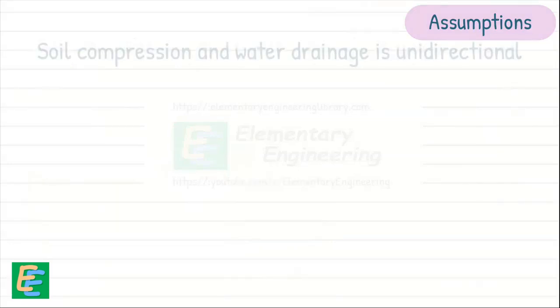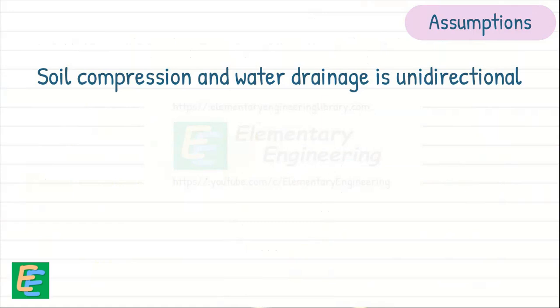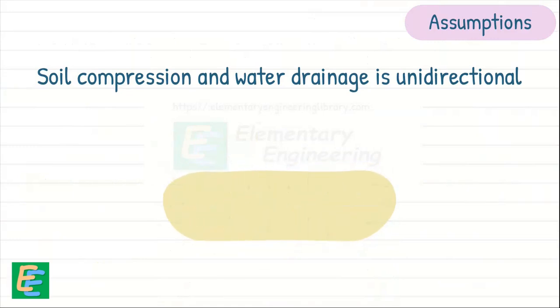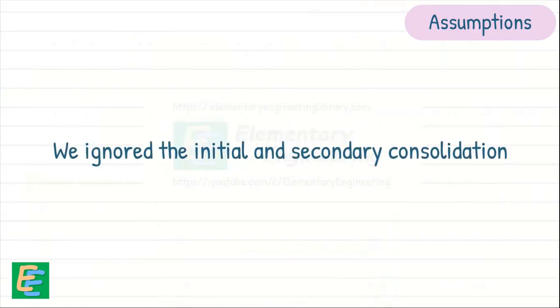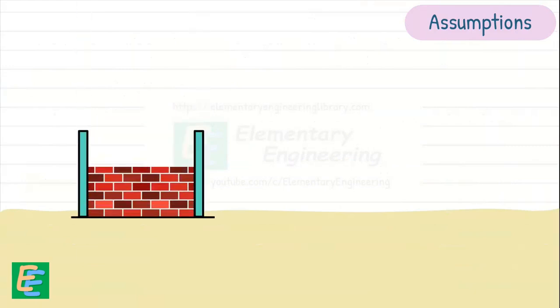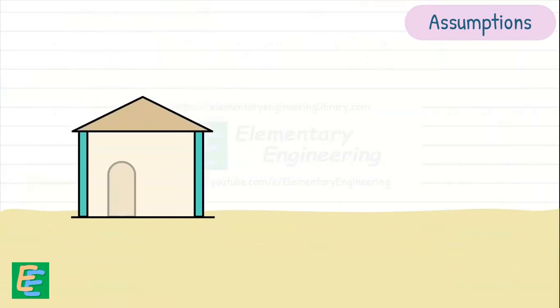Then we assumed that the soil is compressed only in vertical direction and that drainage of water also occurs only in the vertical direction. However, in actual situations, water drainage and soil compression occurs in 3 dimensions. Then we also ignored the initial and secondary consolidation in the analysis. Also, the load on the soil is not usually applied all at once. It takes some time to build any structure. So, load is gradually increased on the soil.